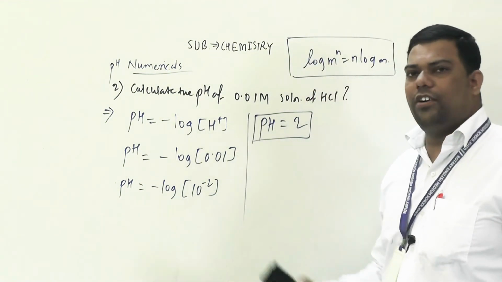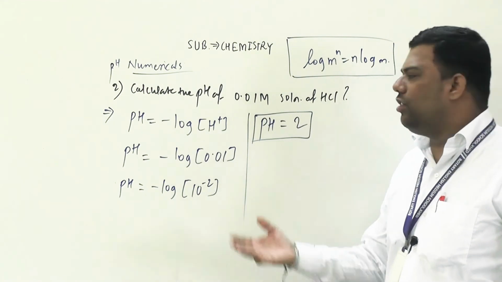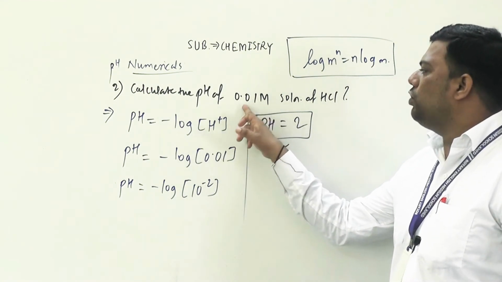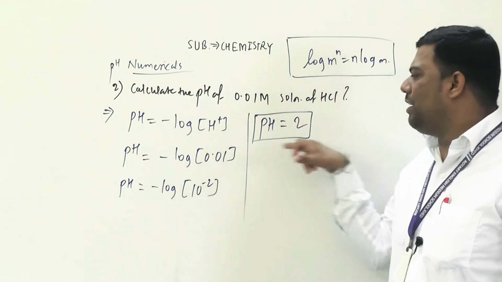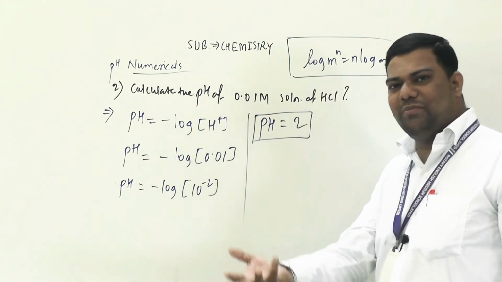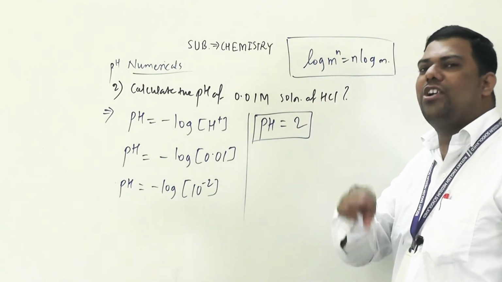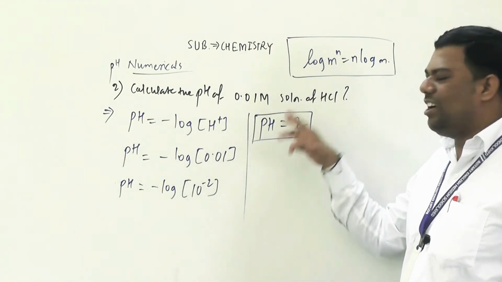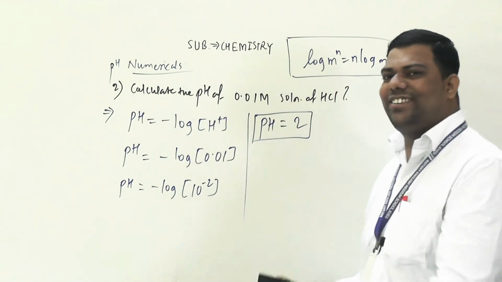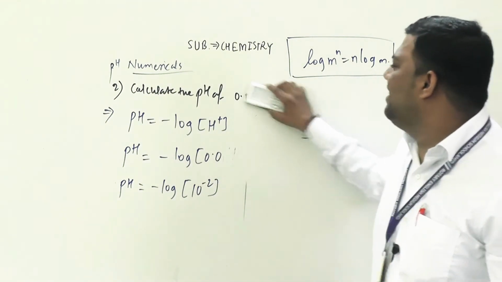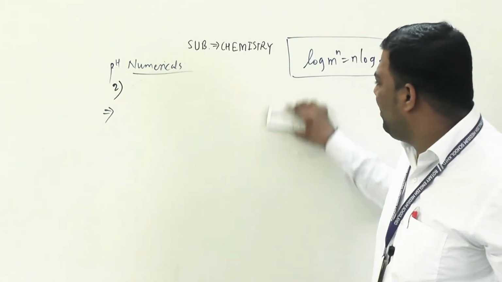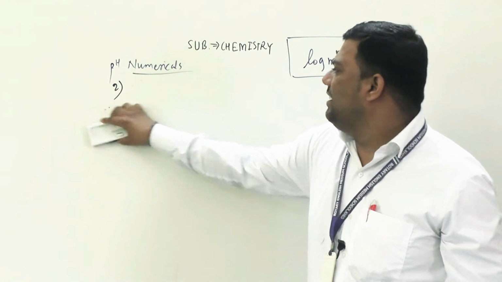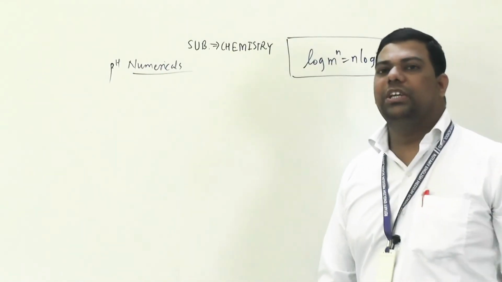Suppose you want to find out the pH for a concentration of 0.001, so what will come? 10 raised to minus 3. So 10 raised to minus 3 becomes what? 3. So the pH of that particular HCl solution, 0.001, how much will it come? pH is equal to 3. So like that, simple numericals are there. Don't worry for this exam. In your 10th exam it will not come, but you must know some simple pH values.